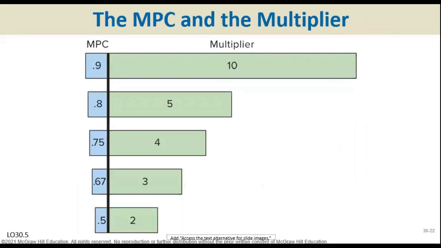So here, this figure illustrates the relationship between the marginal propensity to consume and the multiplier. If the marginal propensity to consume increases, the multiplier also increases. Our example was the MPC, marginal propensity to consume, of 0.75, and we have a multiplier of 4. So if the marginal propensity to consume shifts to 0.8, you see the multiplier is going to be 5.